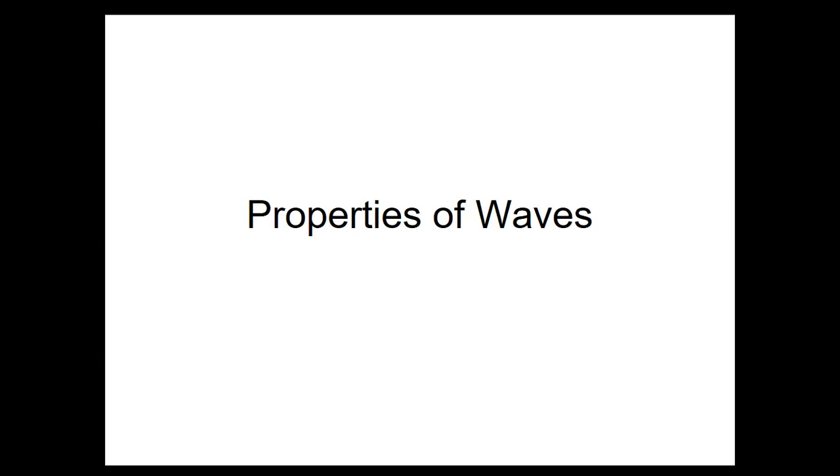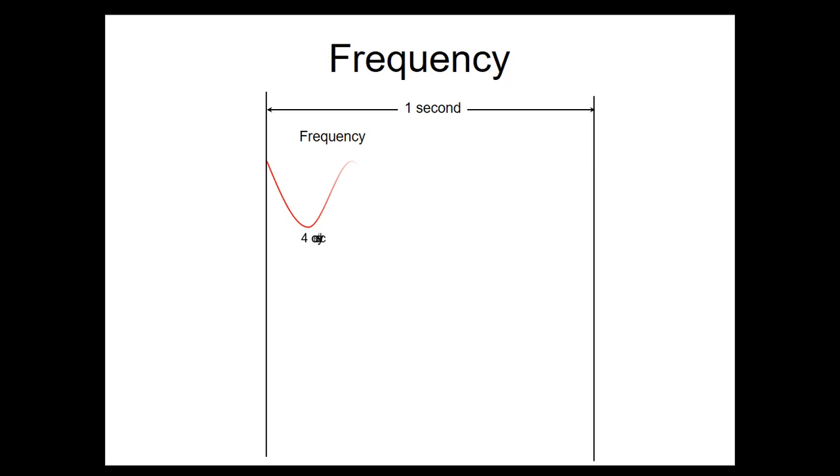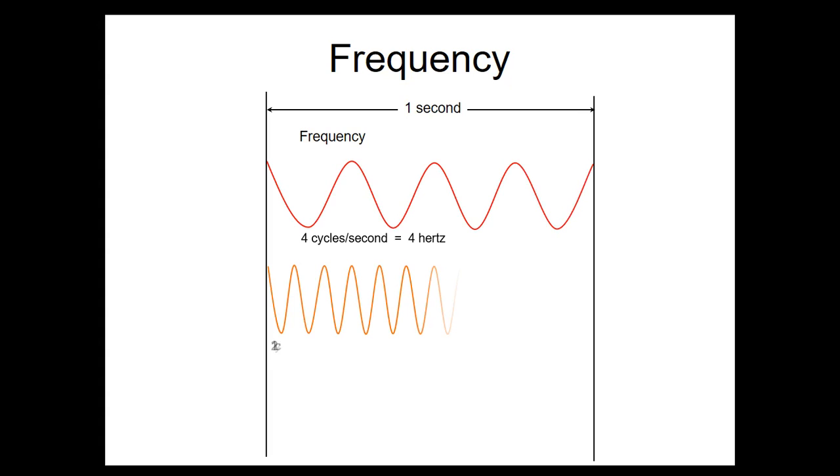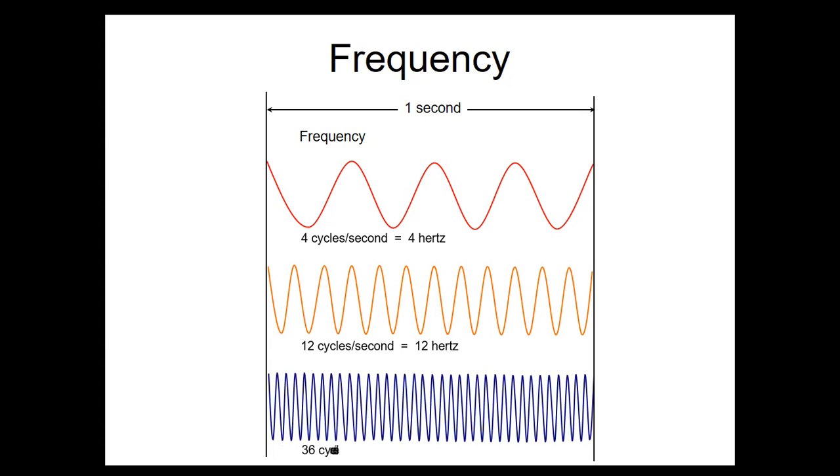Okay, so now we know that light behaves as a wave, and I want to go over some different properties of waves, just to give you some vocabulary that we will be referencing throughout this unit when we're talking about waves. So one property of a wave is the frequency of the wave. On this slide, we have three different waves.